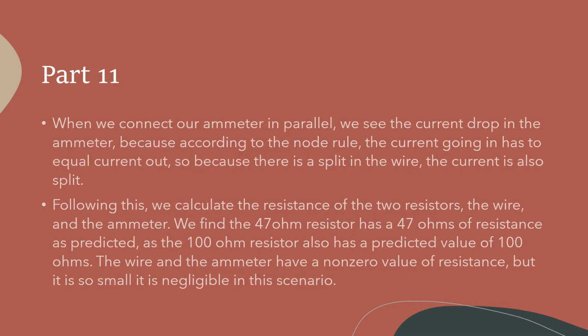We connect our ammeter. We see the current drop in the ammeter, because according to the node rule, the current going in has to equal current out. So because there is a split in the wire, current is also split. Following this, we calculate the resistance of the two resistors, the wire and the ammeter. We find the 47 ohm resistor has 47 ohms of resistance as predicted, as the 100 ohm resistor also has a predicted value of 100 ohms. The wire and the ammeter have a non-zero value of resistance, but it is so small it is negligible in this scenario.